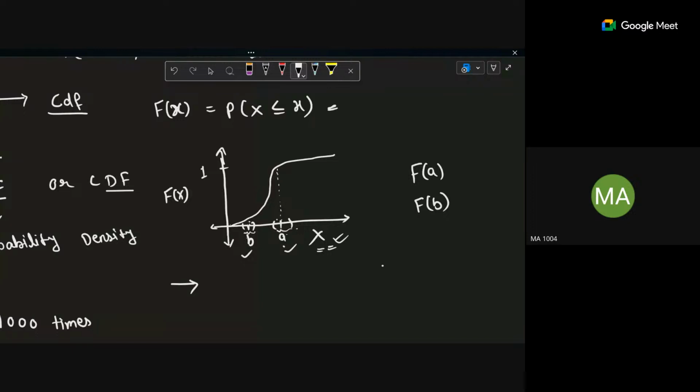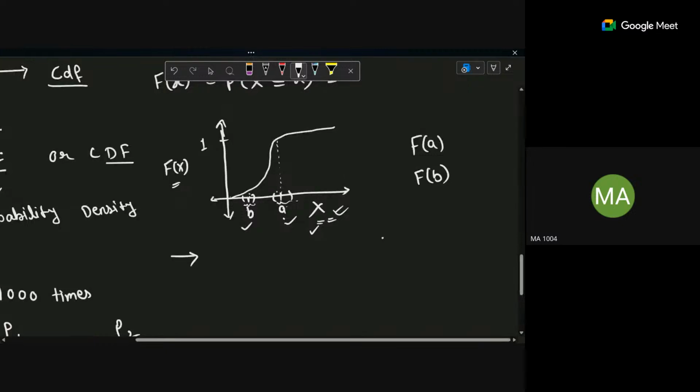Why is it so? Because F of x is an increasing function. It's adding these probabilities also. So this will not give you the intuition for the number of occurrences of a random variable taking values in the interval about A or the interval about B. For this purpose, you have to move forward and go to the PDF, the probability density function, which will tell you the probability for a particular interval.